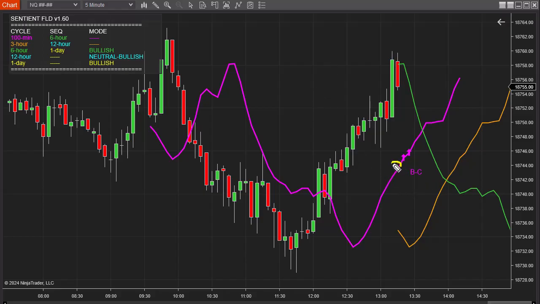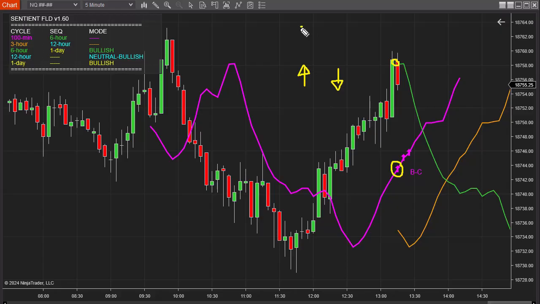Here you can see an example of one of those symbols. It is an upward pointing arrow. The other symbol is very simply a downward pointing arrow. The meaning of the symbol is determined by its relationship to price. And so in this example, we have an upward pointing arrow, and price, as you can see, is above that arrow, or above the FLD.